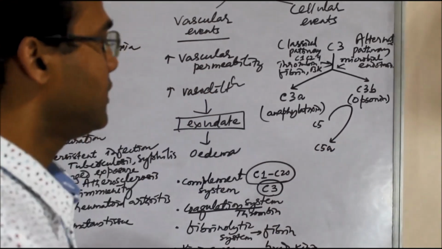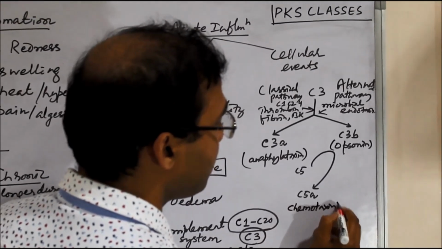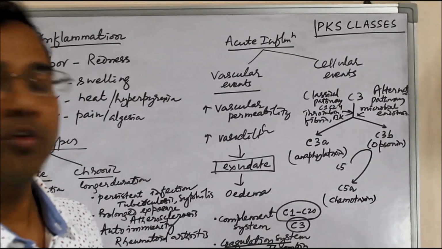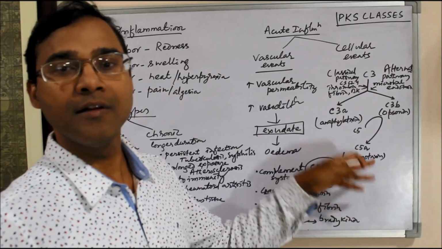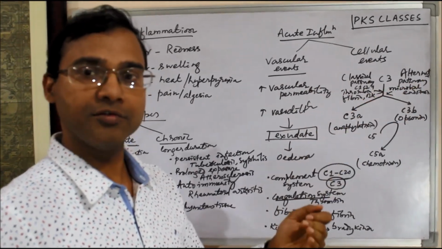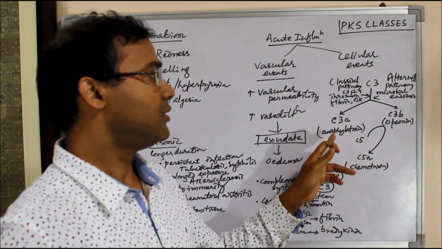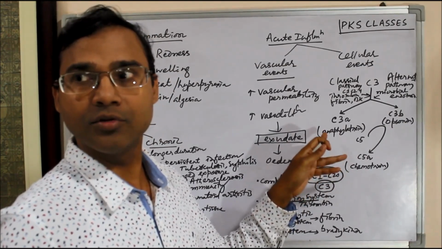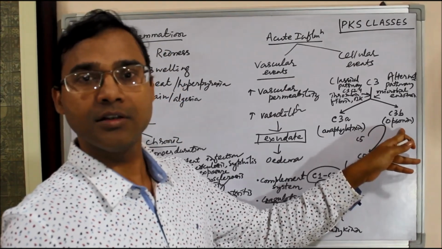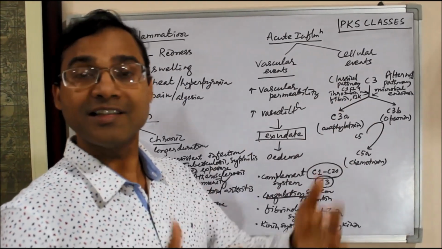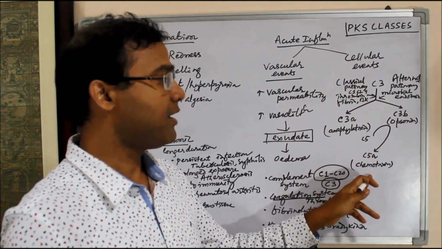Okay, and the C5a acts as chemotaxin. Chemotaxin because it causes a chemotactic reaction. That means it attracts the neutrophils towards the site of injury so that the neutrophils will phagocytose the microorganism. Okay. This causes anaphylactic reactions through release of histamine, etc. And this acts as opsonin because it binds to the microorganisms and facilitates their phagocytosis. And C5a acts as chemotaxin.